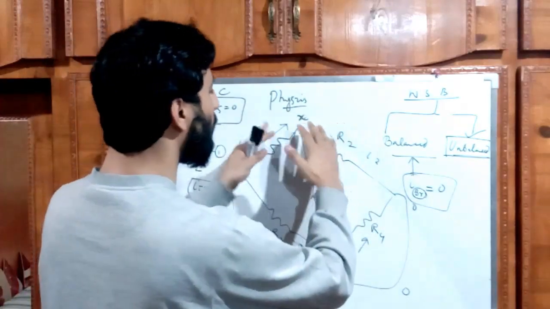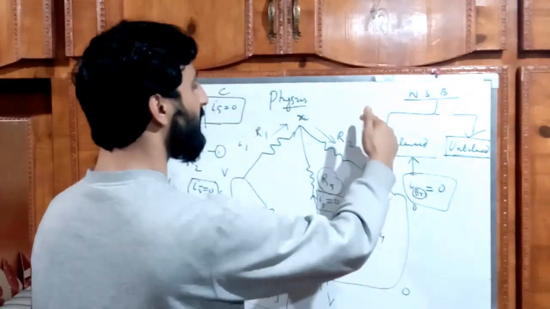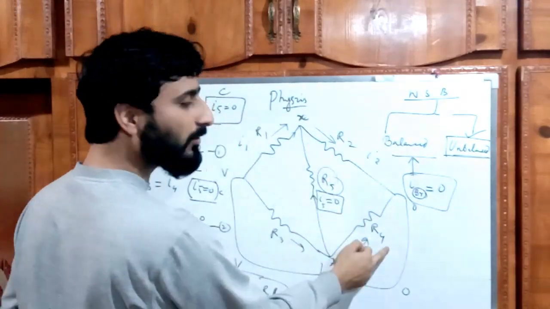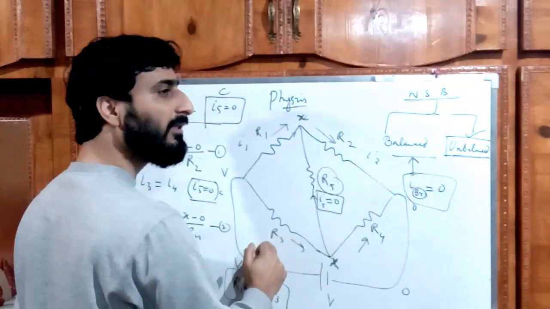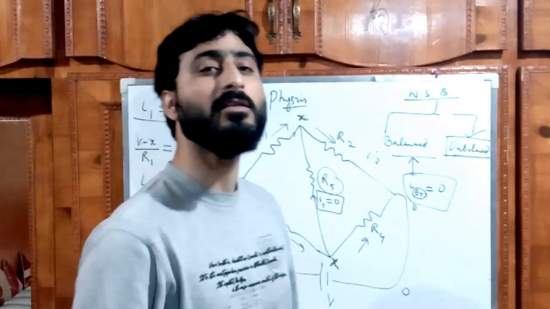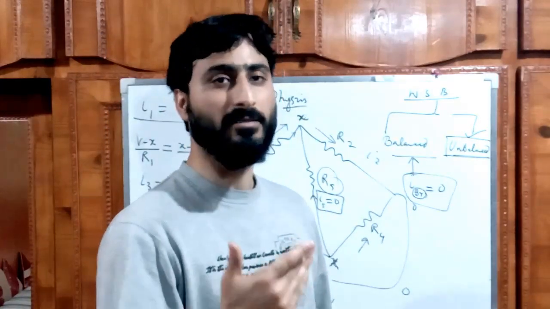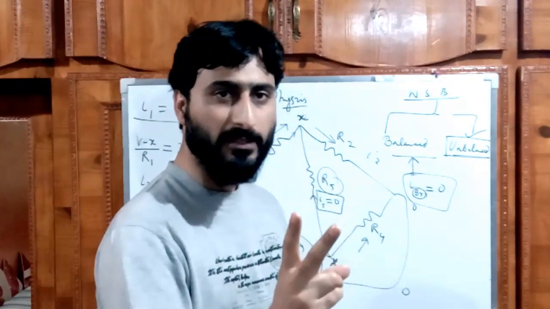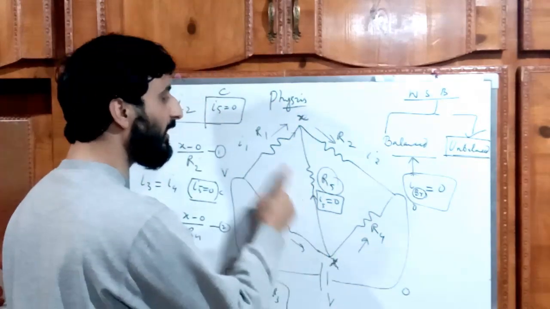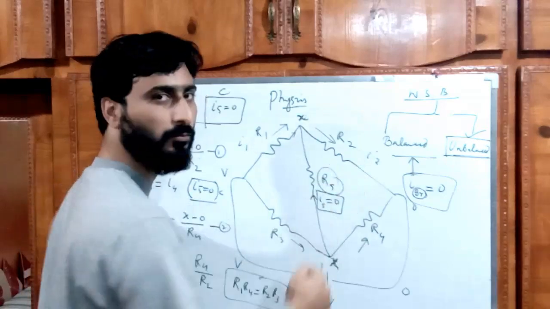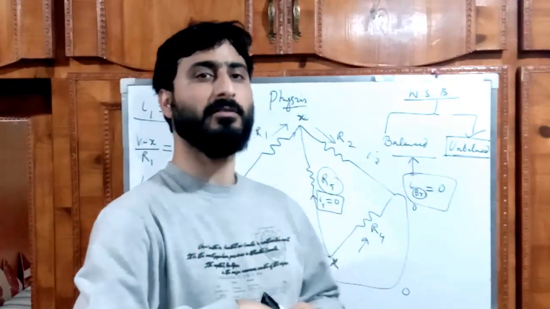So this bridge has 4 resistances. These two are opposite and these two are opposite. The R1 R4, the product of these two resistances, if that product is equal to R2 R3, then the Wheatstone bridge is said to be balanced. Two corollaries from this. One, if the current through R5 is 0, then R1 R4 will be equal to R3 R2. Or its inverse.